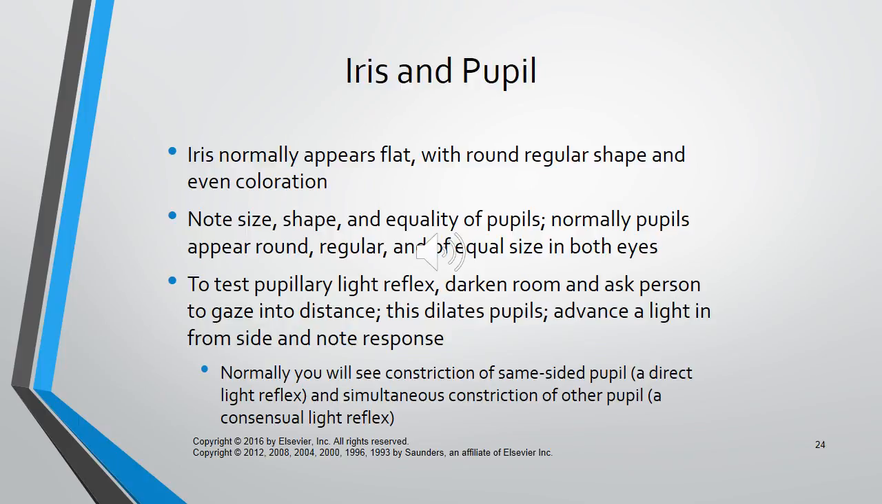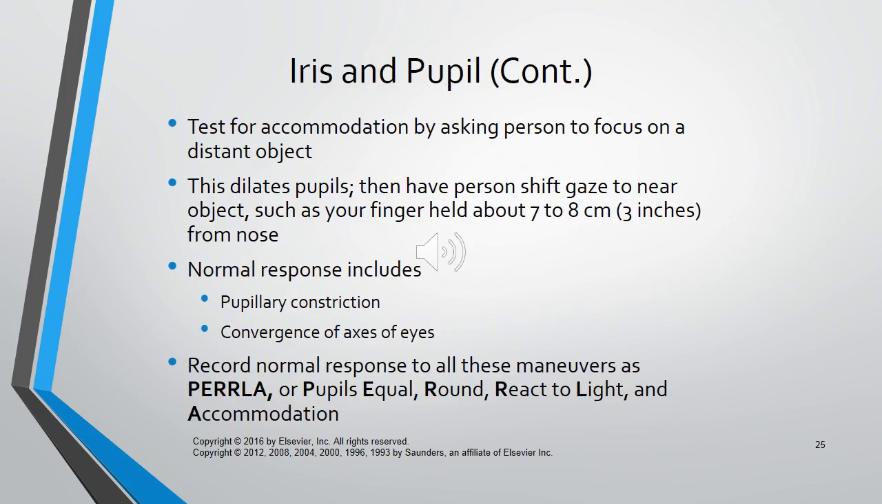This is when you would test the pupillary light reflex. So slightly darken the room. Ask your client to stare at the wall on the other side of the room. This should dilate the pupils. And then take your pen light and slowly advance it into their line of vision, and you should see the pupils constrict. Lastly, you'll test for accommodation.